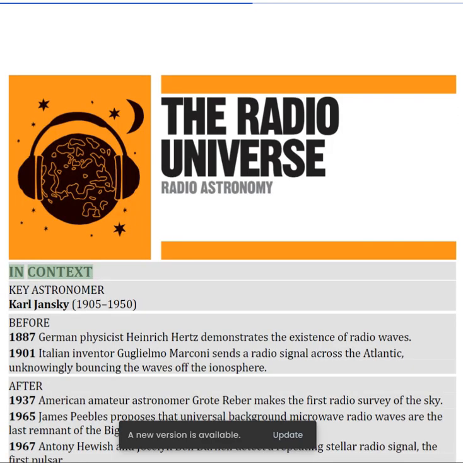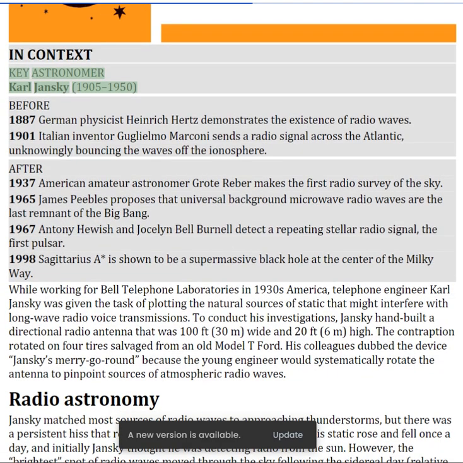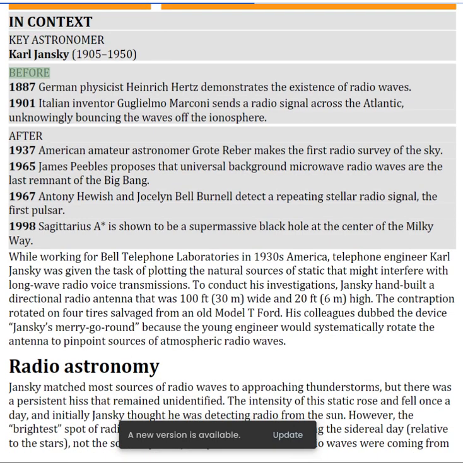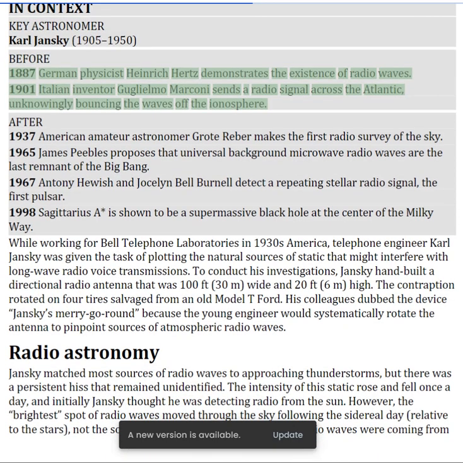In context. Key astronomer Karl Jansky. Before. 1887 German physicist Heinrich Hertz demonstrates the existence of radio waves. 1901 Italian inventor Guglielmo Marconi sends a radio signal across the Atlantic, unknowingly bouncing the waves off the ionosphere.